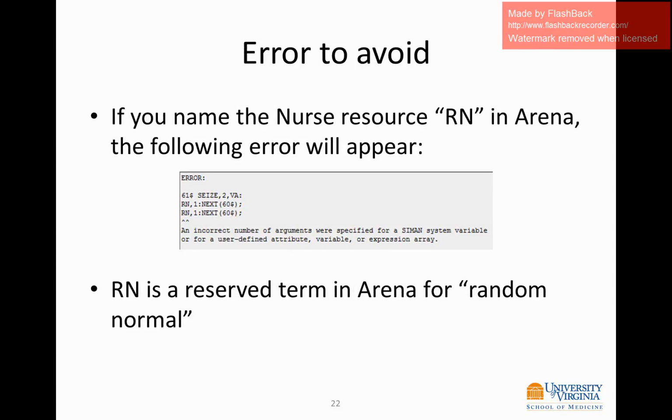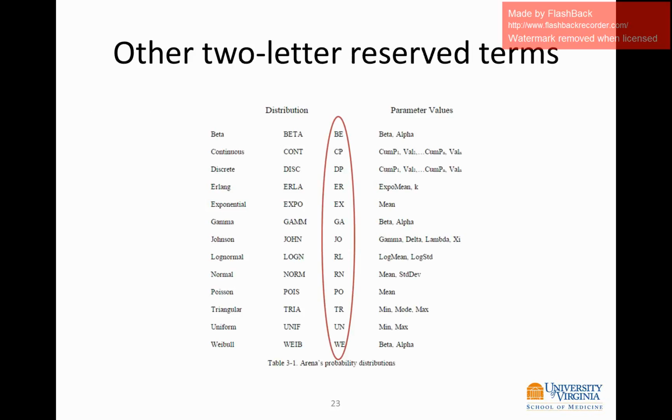So going back to unique names, in addition to having unique names, you need to avoid names that are in use by ARENA. There are protected terms that ARENA has, such as RN, which is a random normal in ARENA. So if you're modeling a nurse as a resource, you wouldn't be able to abbreviate this as RN. Here are some other protected terms. ER, for example, you wouldn't be able to use if you're modeling an emergency room, because that's a protected term in ARENA so that it knows how to use Erlang.